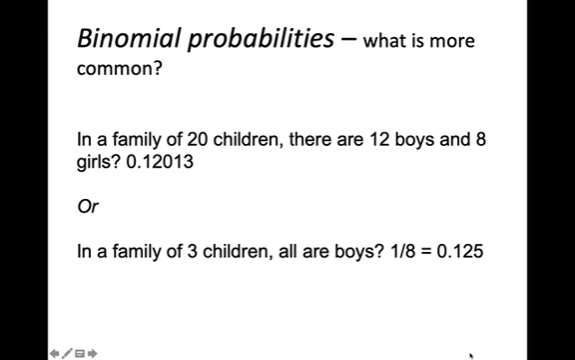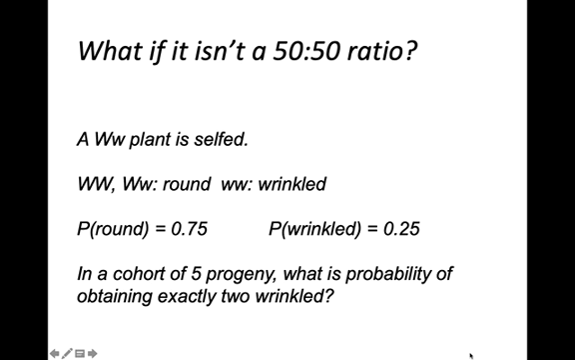Okay. Now, up until now, we've been working in a framework where we're talking about boys and girls, or you could talk about coin flips or whatever. But we've been saying that basically the probability of the two events is 50-50, right? But that's not always going to be the case. So what if it isn't a 50-50 ratio? In the cases in which we might have something different, where if we, for example, self a plant, big W, little w, and make sure you can walk through the Punnett square for this. And then there's 2 phenotypes there, right? So you can be round or wrinkled, right?